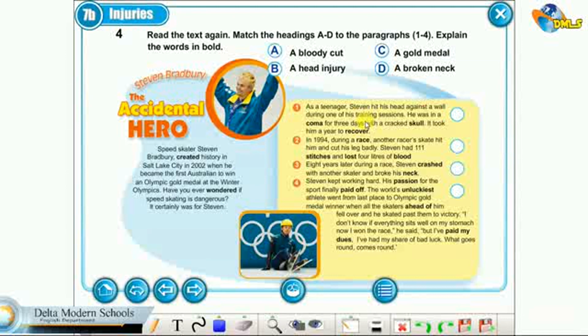Yes, okay, time is up. Number 1, in paragraph 1 we have a heading for it. Here, a head injury. Good answer. What about number 2 here? Yes, nice. A bloody cut. Number 3, he had a broken neck. Then at the end, after suffering for a lot of time, he had won a gold medal. Yes, of course.